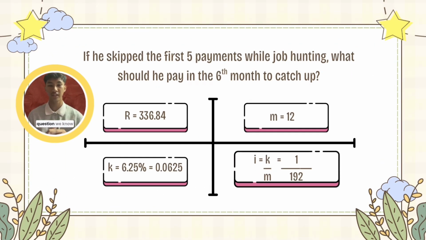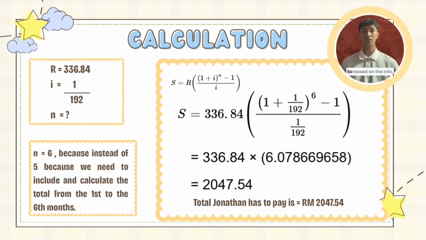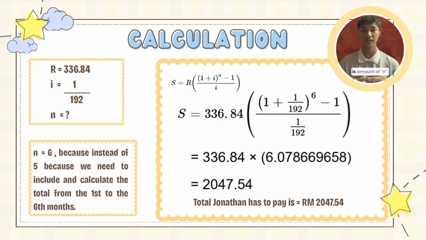From the previous question, we know that R is 336.84, k is 0.0625, m is 12, and i is equal to 1 over 192. So, based on the info, all we need left is the amount of n. Therefore, we need to know the value of n first.